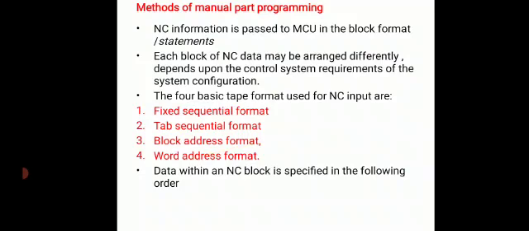Method of manual part programming. NC information is passed to the MCU, that means the machine control unit, in block format or statements. Each block of NC data may be arranged differently, depending upon the control system requirement or system configuration. The four basic tab formats used for NC input are fixed sequential format, tab sequential format, block address format and word address format. Data within an NC block is specified in the following order.